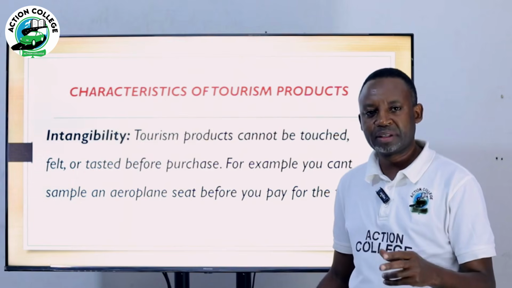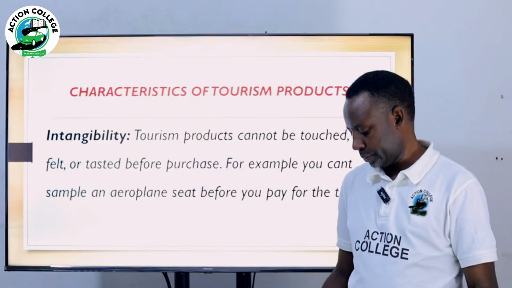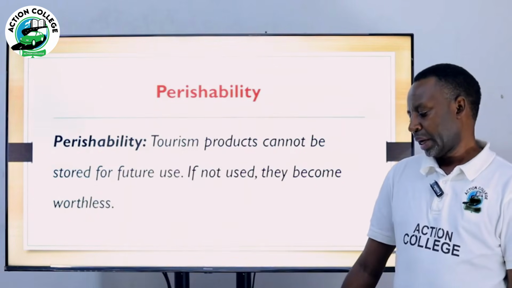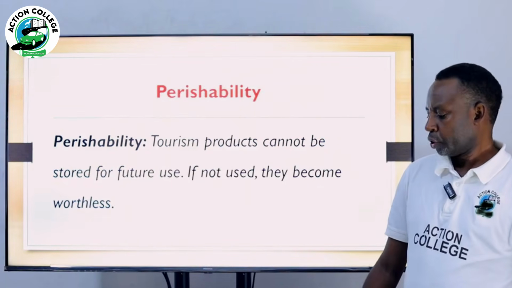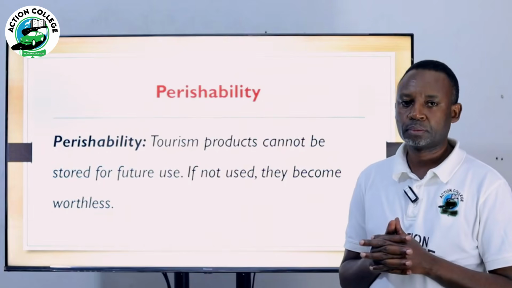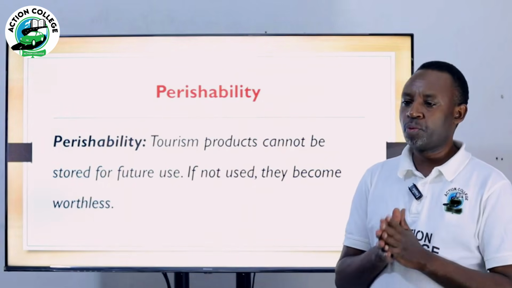Tourism products cannot be touched, felt, or tested before purchase, right? Characteristic number 2 is perishability. Tourism products cannot be stored for future consumption. We are saying if not consumed, if not used, they become worthless.